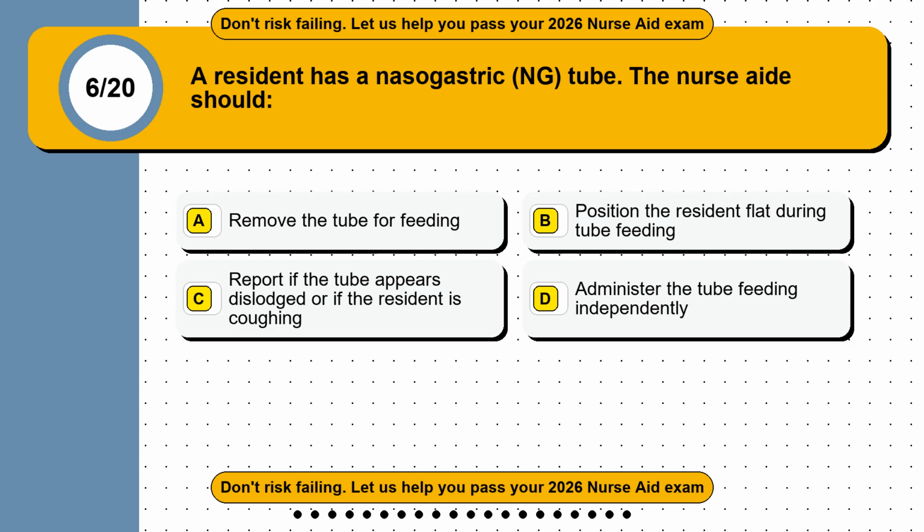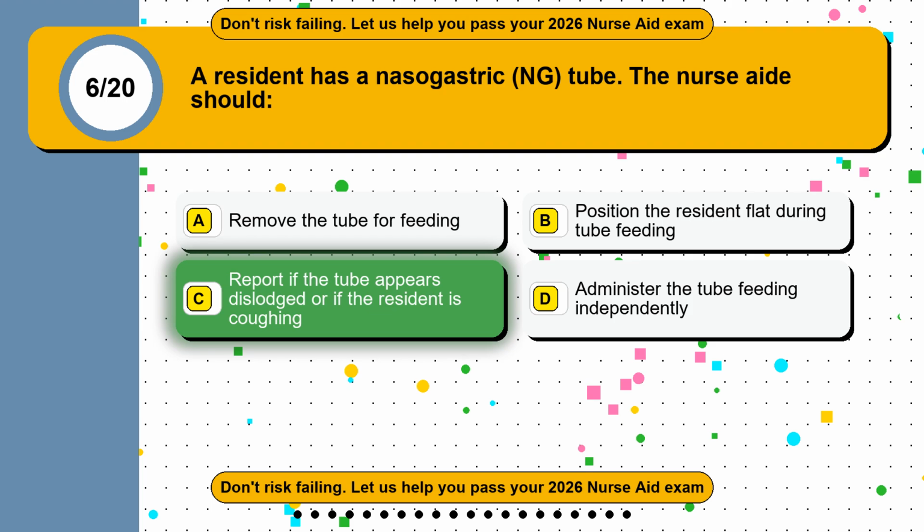Question 6. A resident has a nasogastric (NG) tube. The nurse aide should: Option A. Remove the tube for feeding. Option B. Position the resident flat during tube feeding. Option C. Report if the tube appears dislodged or if the resident is coughing. Option D. Administer the tube feeding independently. The correct answer is option C. Report if the tube appears dislodged or if the resident is coughing.